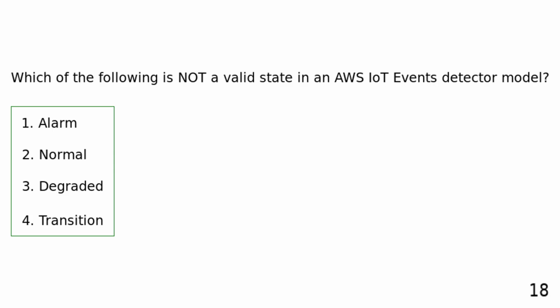Alarm. Normal. Degraded. Transition. In AWS IoT Events, valid states in a detector model represent the condition of your equipment or process, such as normal, degraded, or alarm. Transition is not a valid state, it refers to the movement between states based on events.